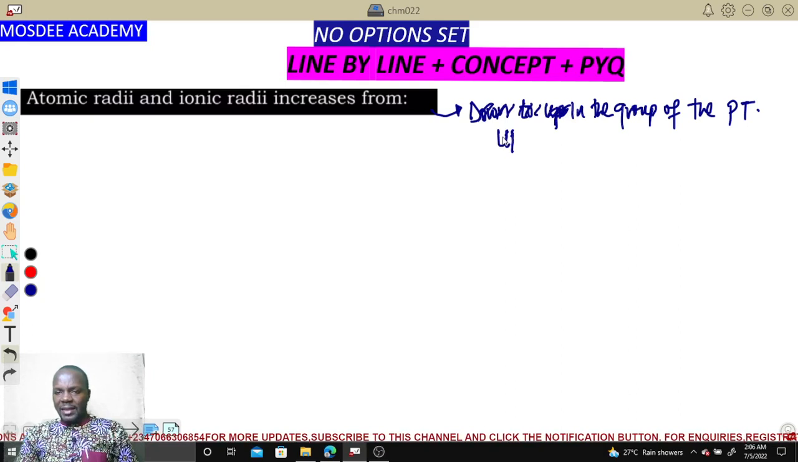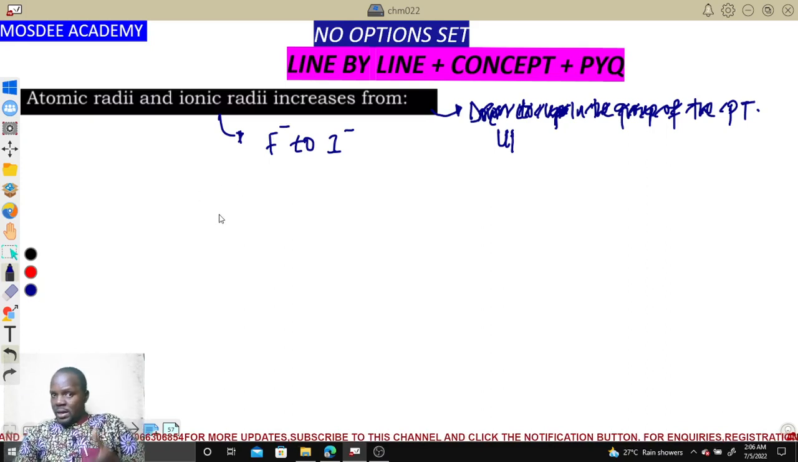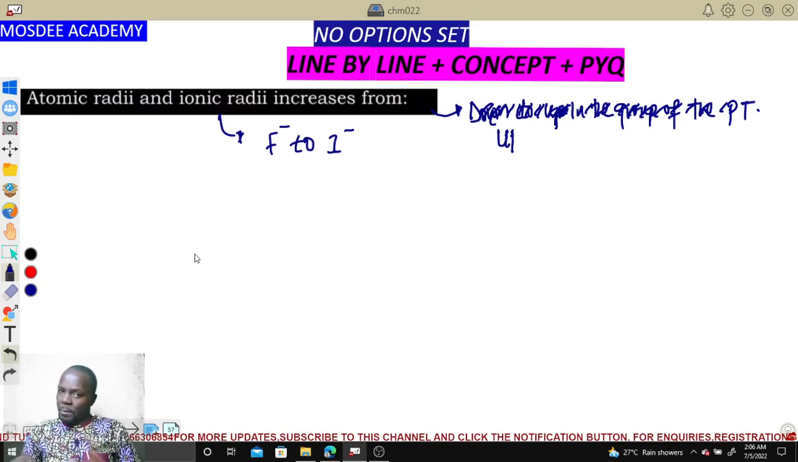You can see it increases from fluorine to iodine. Let's just write it another way, from fluorine to iodine. I hope it's better that way. As you are going down, you expect atomic size to increase, and atomic radius will definitely increase. Very simple and basic.